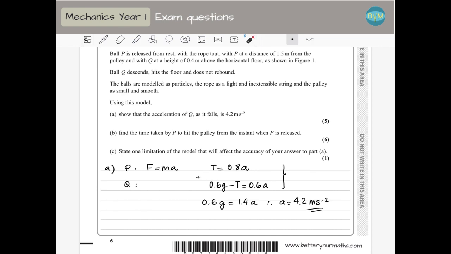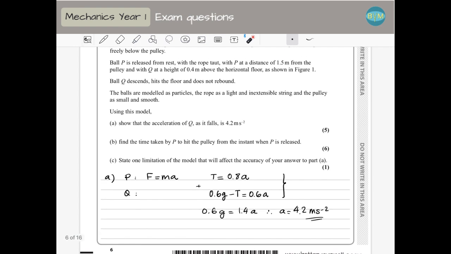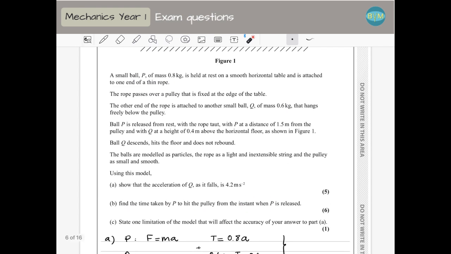And we are going to do always the same with connected particles. If they ask for the tension, we can find it easily from here, or from here. This one is just simpler. Then part B, they say find the time taken by P to hit the pulley from the instant when it's released.